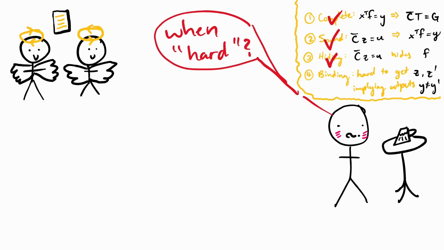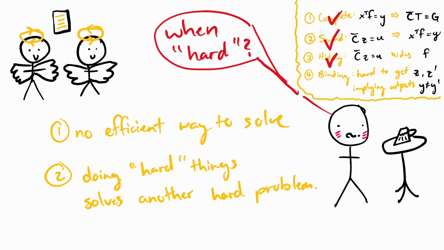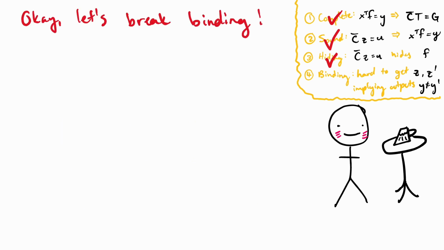But when is it hard to do something? How would I prove that something is hard to do? Well, there's two ways of going about it. One is that you prove there's no efficient algorithm to solve a problem. And more likely, number two is you show that by doing this hard thing, you solve another problem that is known to be hard. Okay, let's break binding.